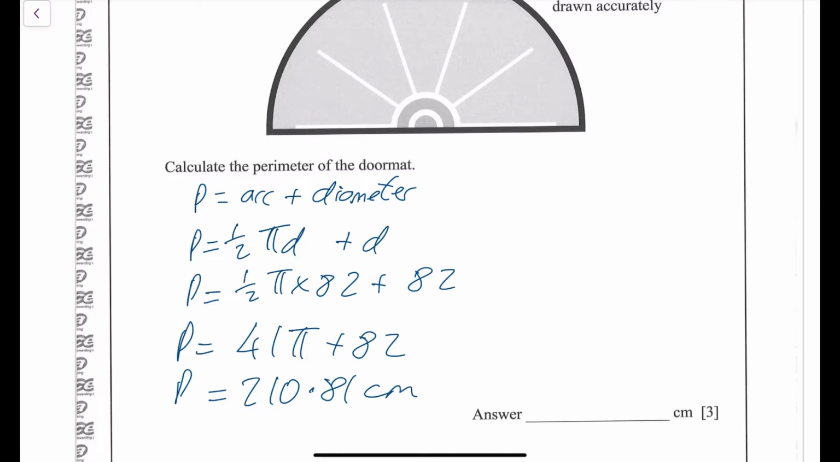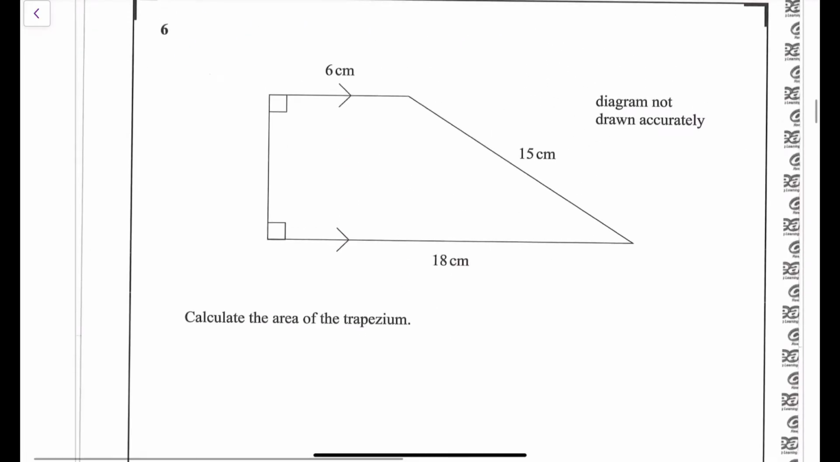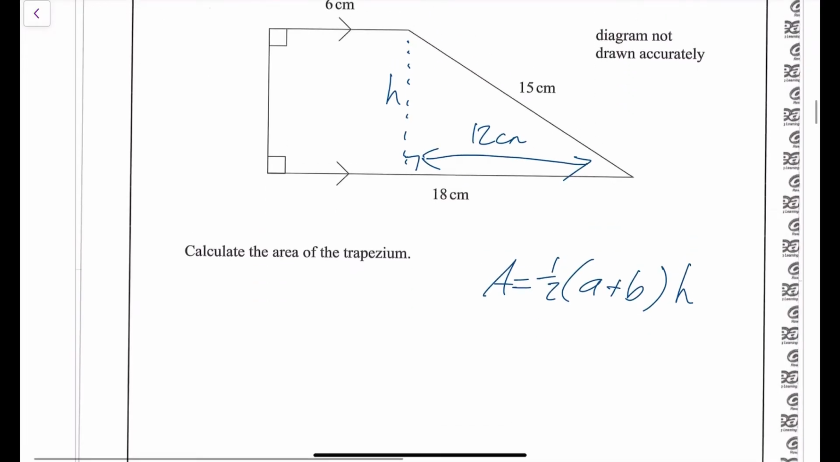Okay, next one we'll be on to question 6. Okay, question 6, we have got to calculate the area of the trapezium. The formula for the area of a trapezium is this. It's a half, area is equal to a half times (A plus B), where they are your parallel sides, times the perpendicular distance between them. So in this trapezium, I need to find this wee h here. And I know in this triangle, this length will be 18 minus 6, so it's going to be 12 centimetres. And I know my hypotenuse is 15.